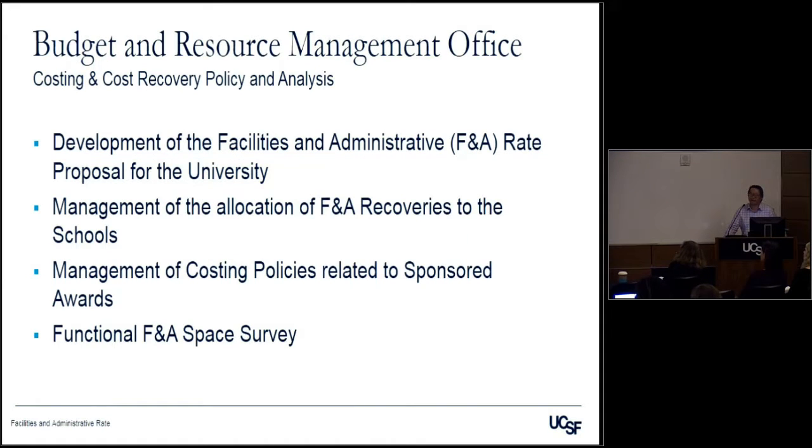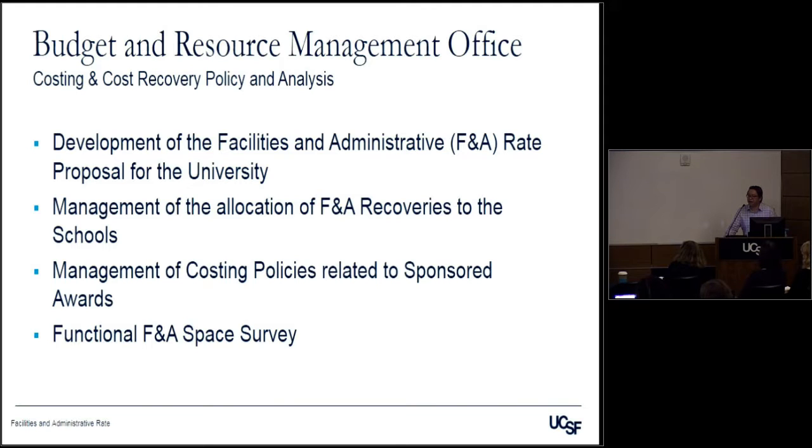So I'll go through my slides. We're the Budget and Resource Management Office. Number one bullet: we develop the facilities administrative rate proposal on behalf of the university. Like I said, it's 60% now. So for every $1, we're asking NIH for another 60 cents. We also do the management allocation of F&A recoveries to the school. So that's the money back that you get.